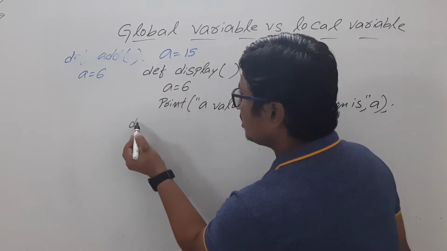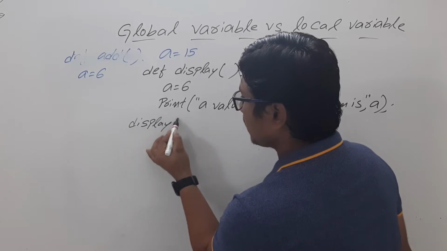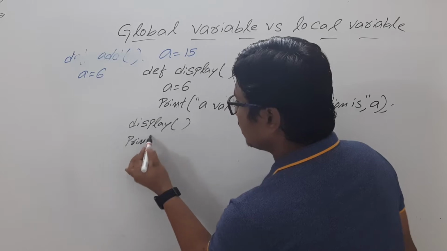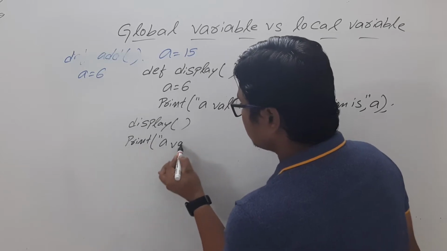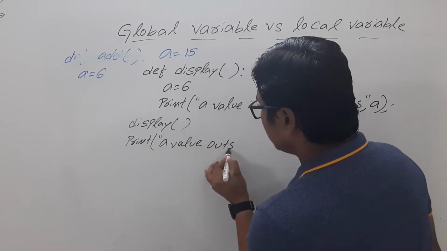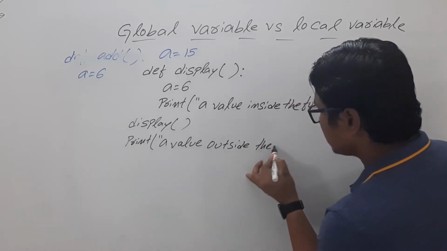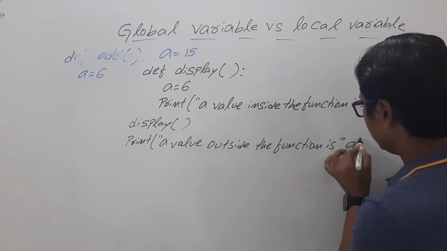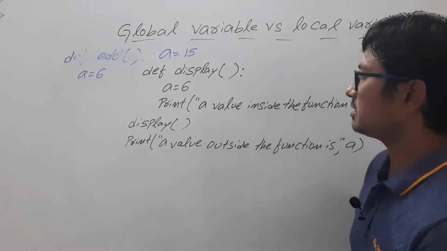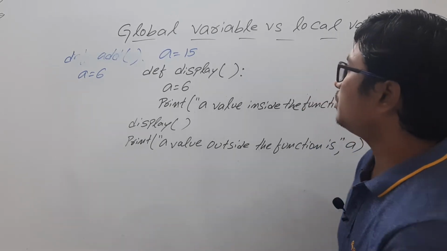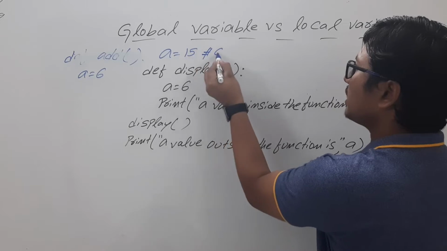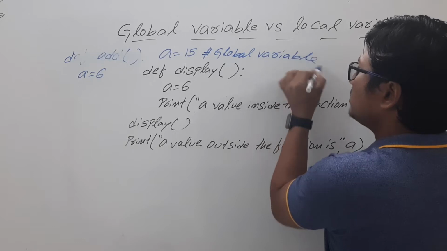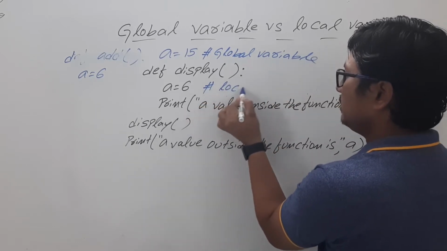Now let me call the display function. Then here I am printing the a value: a value outside the function is a. You should not end with a semicolon because it is Python programming. Now this is a global variable. We can write here it is a global variable, and this one is a local variable.